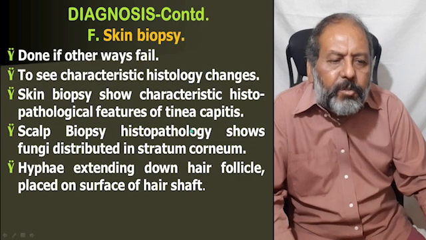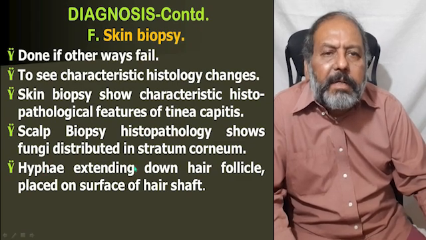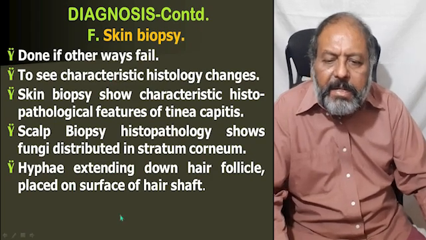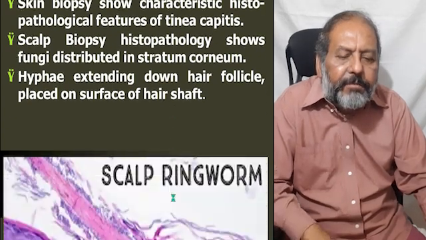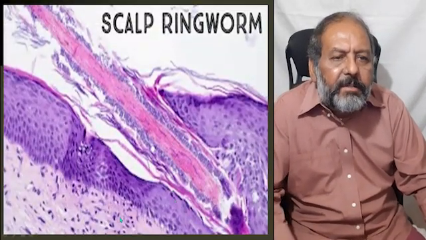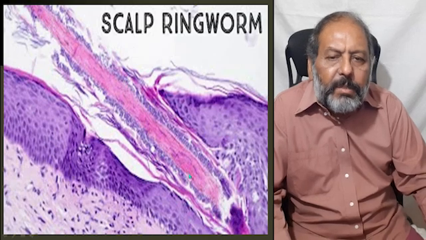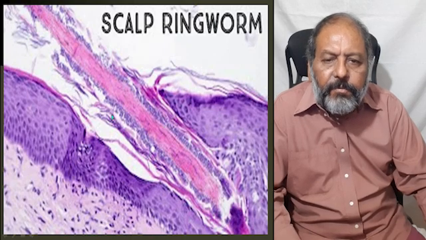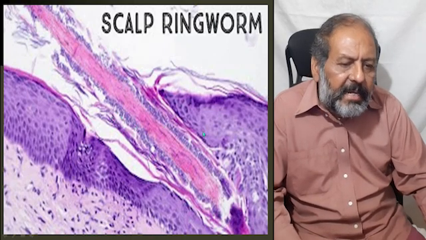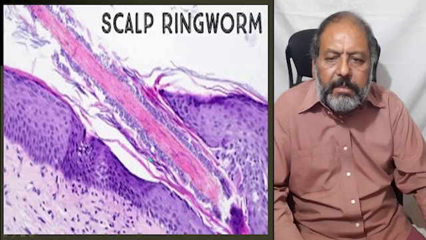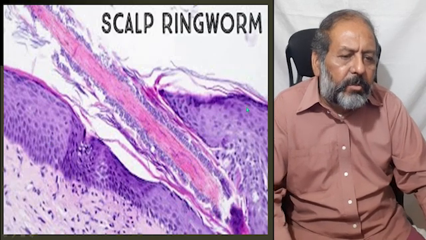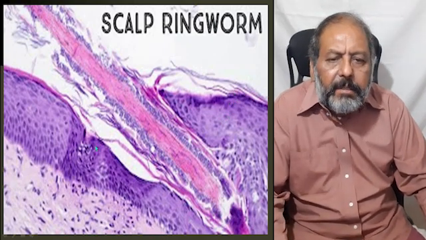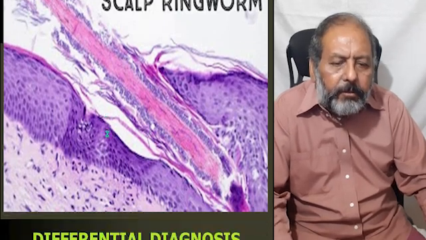Scalp biopsy histopathology shows fungi distributed in the stratum corneum, with hyphae extending down to the hair follicle, placed on the surface of the hair shaft. Now here one can see the scalp ringworm form, as one can see that is the hair, and one can see the fungal spores. These are outside the hair, and that is the ectothrix, and then we can also have some of the spores in the nearby area of the skin also.